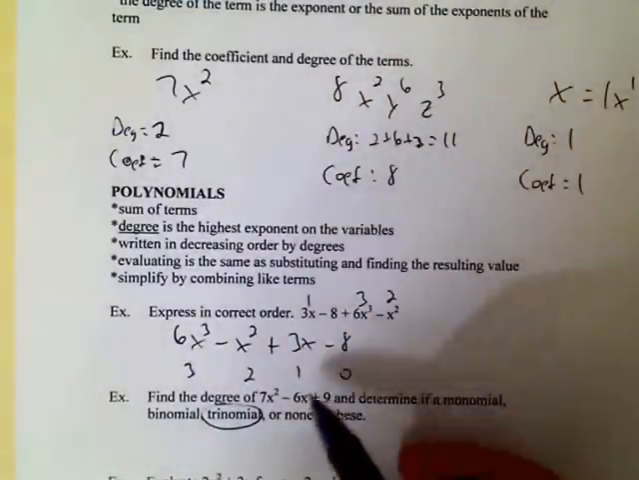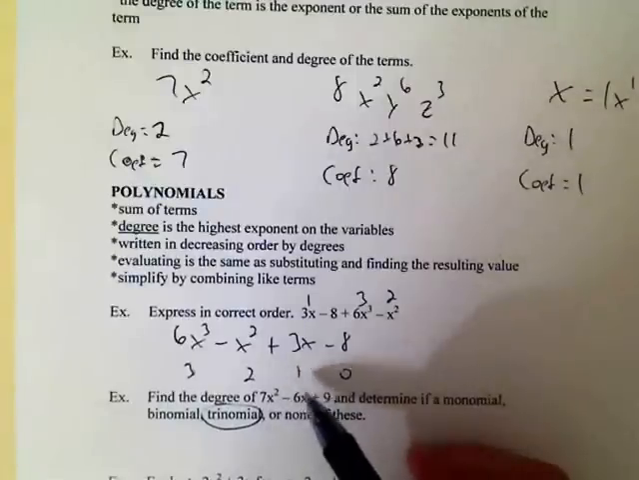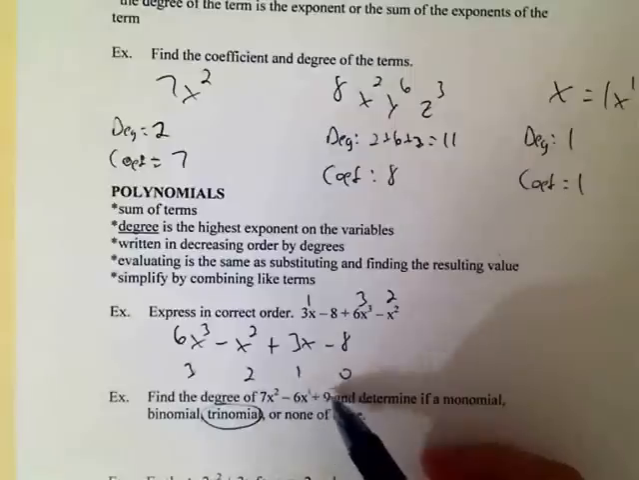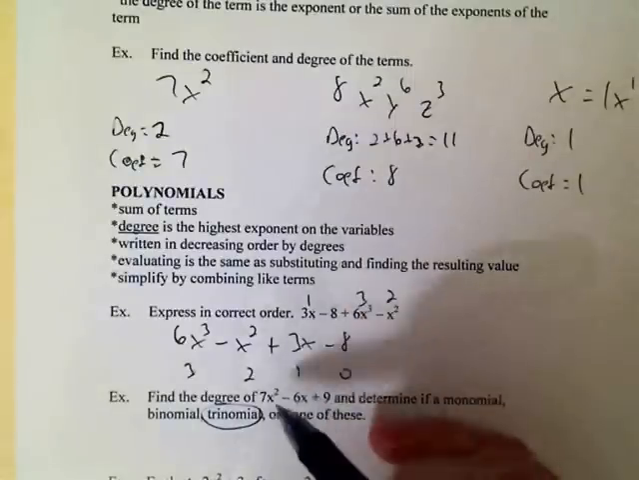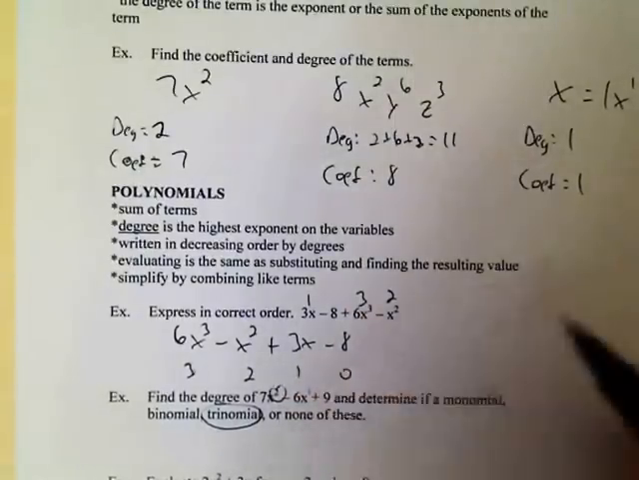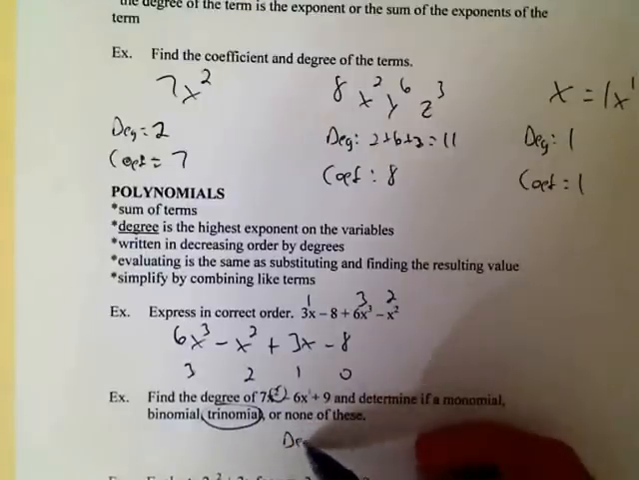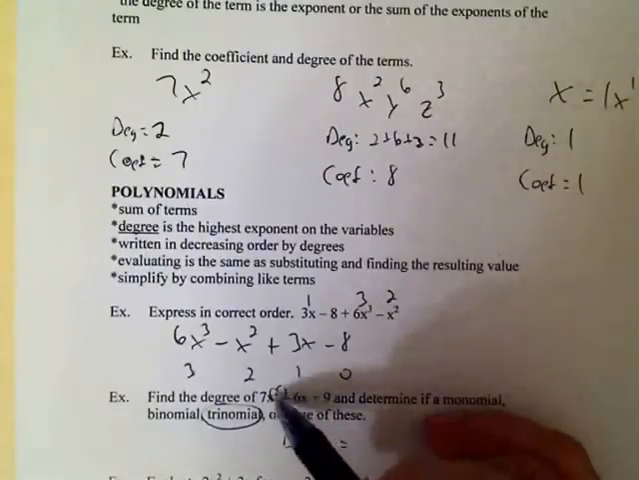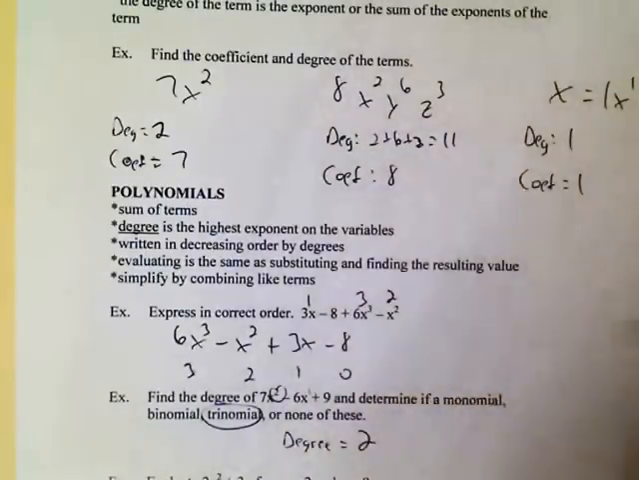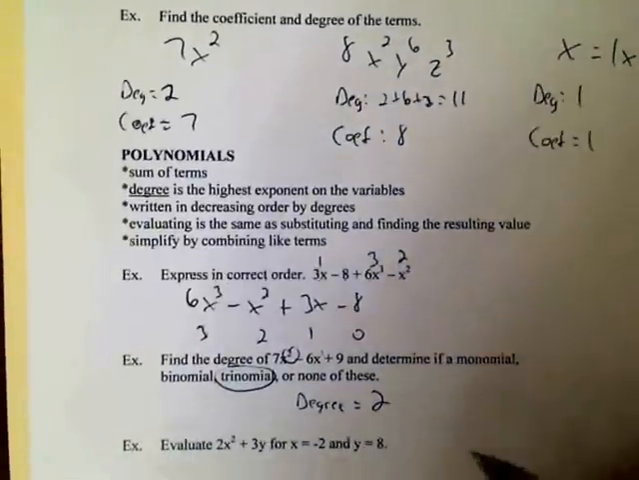The degree of this term is 2. The degree of this one is 1. And the degree of this one is 0. You use the highest degree. So the degree of the polynomial, or the whole polynomial, don't add them. It's the same as the highest one. And that's it. Now let's do an evaluation problem.